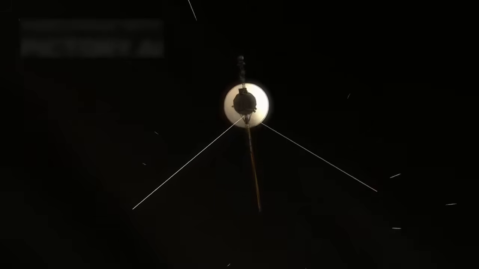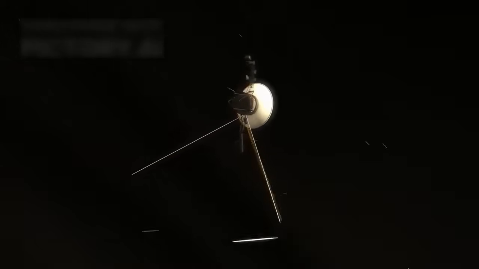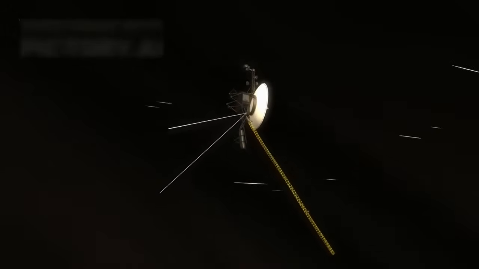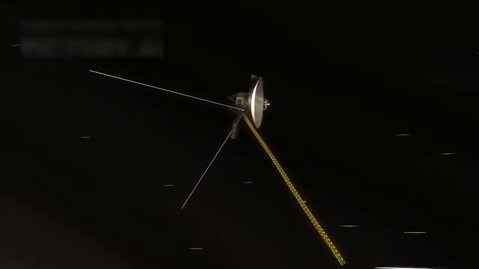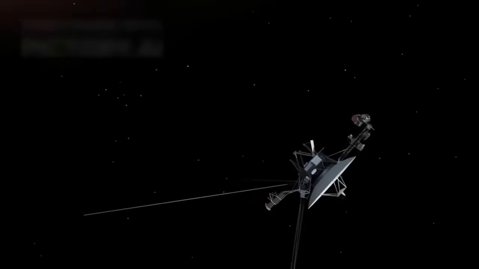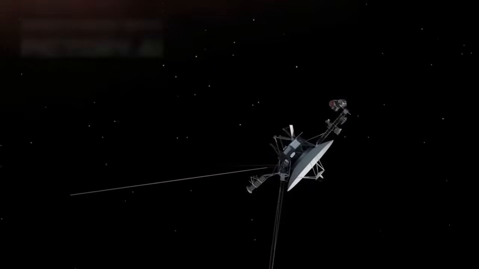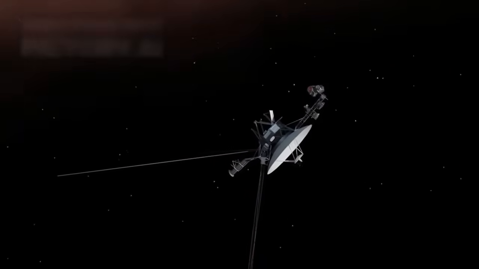On a calm September morning in 1977, NASA launched Voyager 1, what would become one of humanity's greatest technological achievements. It wasn't just another spacecraft, it was a leap into the unknown, a symbol of our desire to explore the cosmos. Packed with scientific instruments and dreams, Voyager 1 carried the hopes of an entire civilization.